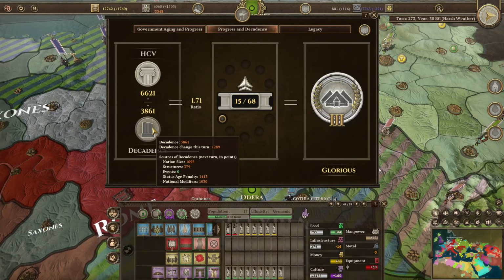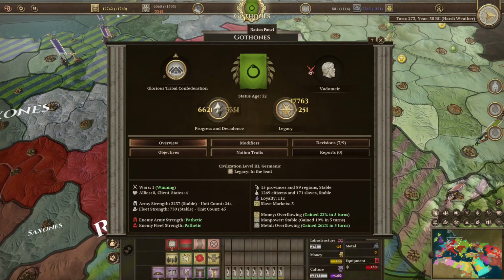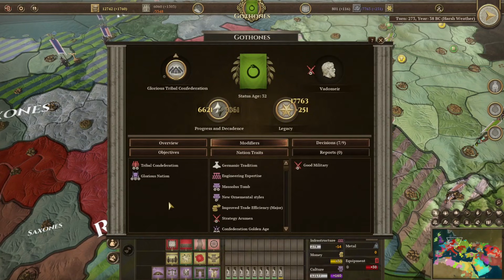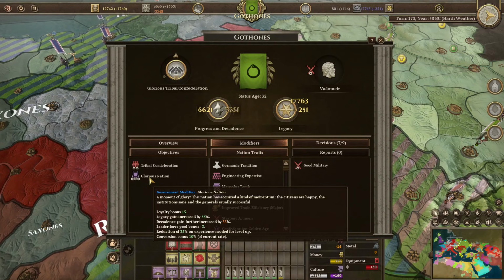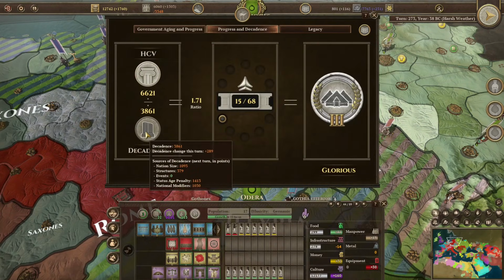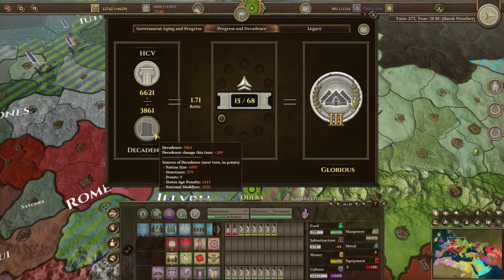Now the last one is national modifiers. This is a nationwide modifier. If I go to the nation panel and to the modifiers, you can see that we are a glorious nation and that we have decadence increased by 35%. That's why we have this modifier visible in the last row, 1030. And it's the percentage if we sum up all other decadences: national size plus structures plus events plus status age penalty, and then 35%, and we'll have more or less 1030. But there are also other national modifiers.